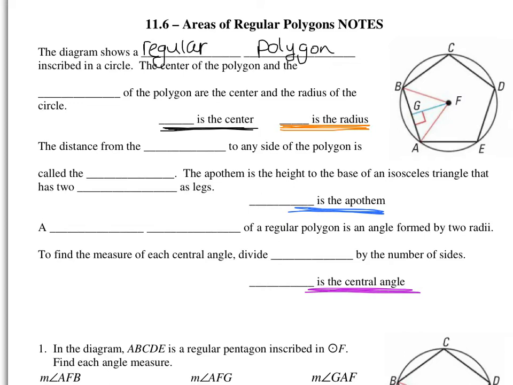So the figure on the right shows a regular polygon, and it is inscribed in a circle. That means the circle goes all the way around the outside, and if you notice, it touches all five of our vertices.